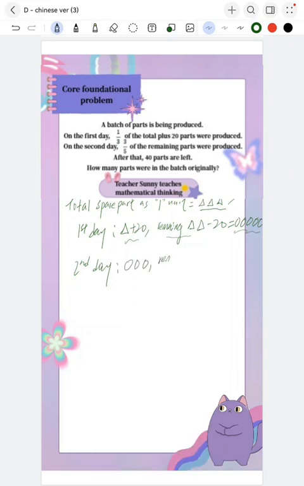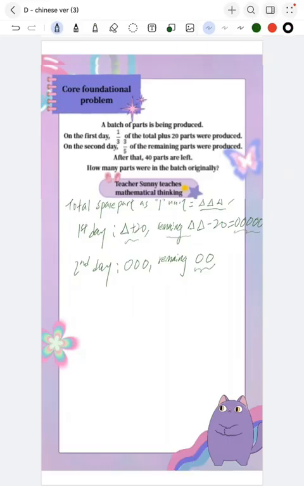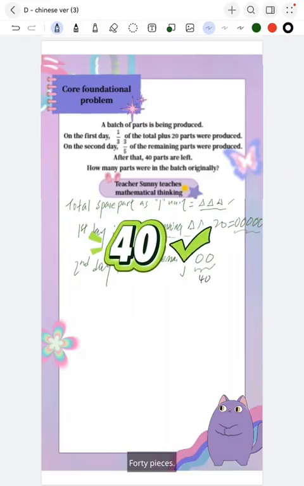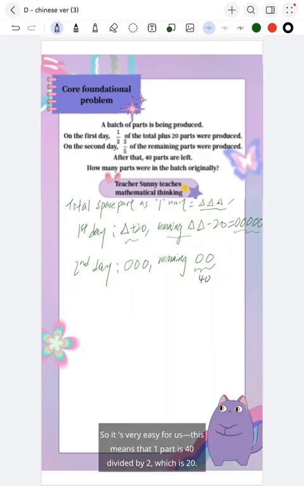So that means there are still 2 parts remaining. Out of a total of 5 parts, exactly 2 are left. So how much are these 2 parts worth? The problem statement tells us that there are 40 left. 40 pieces. So it's very easy for us to understand this. This means that one specific part is 40 divided by 2, which is 20. That's it. We have solved this particular problem.